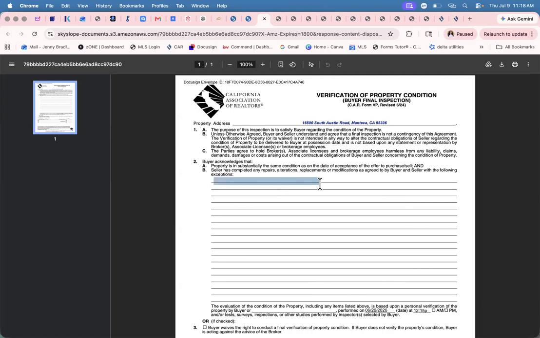Right here you would put if something was agreed upon. So this basically is to assure that the house is in the same condition as it was when you got into escrow. But if you did ask the seller to do fixes and stuff like that, then you would put right here that they did do the fixes. Okay, go ahead, Matt.